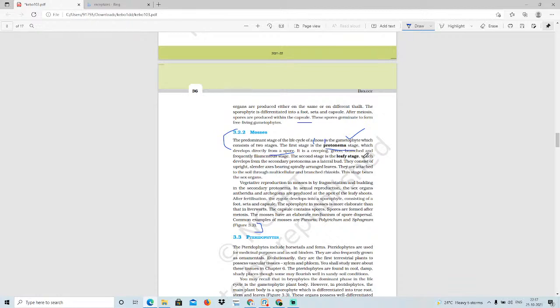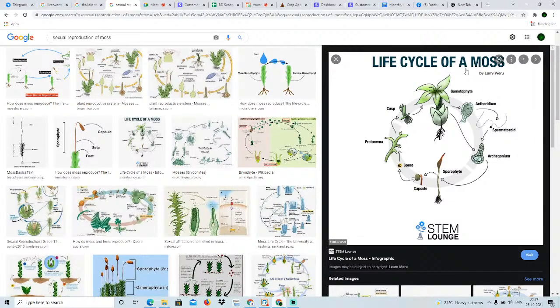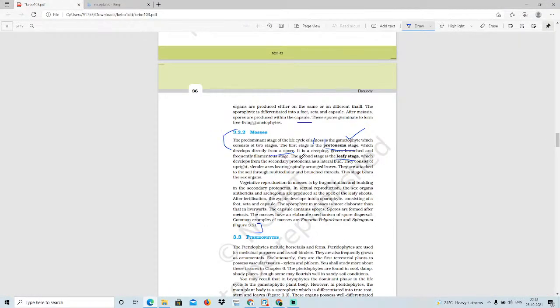So the second stage is the leafy stage, which develops from the secondary protonema as a lateral bud. So they're talking about the leafy stage. This is the leafy stage. It develops from the secondary protonema, which is the cusp. They're not giving this in detail, but this is the secondary protonema. It arises from the secondary protonema as a lateral bud, like a bud, right? And they consist of upright, slender axis bearing spirally arranged leaves.